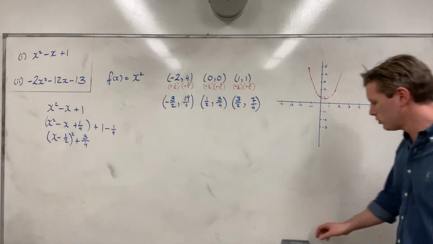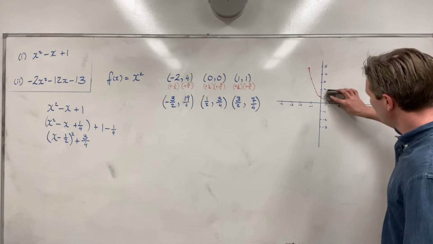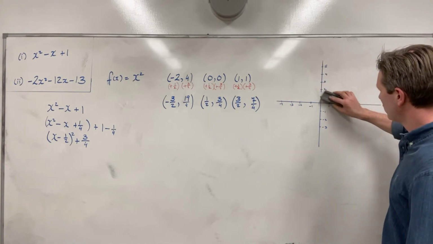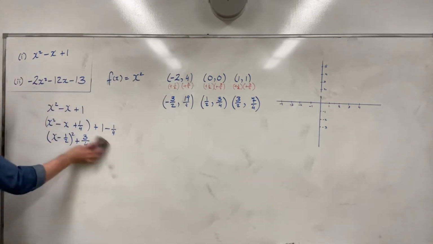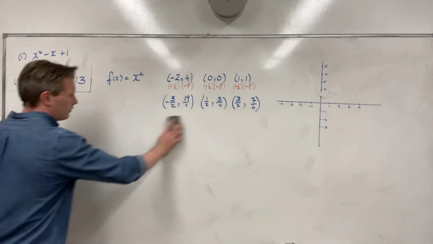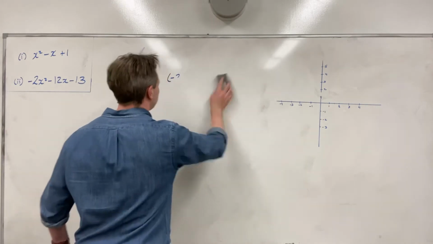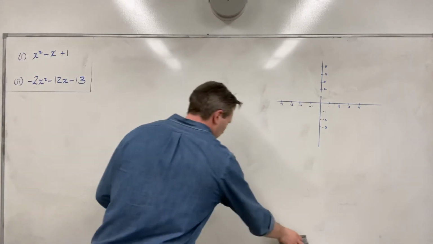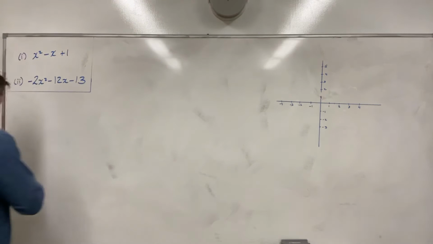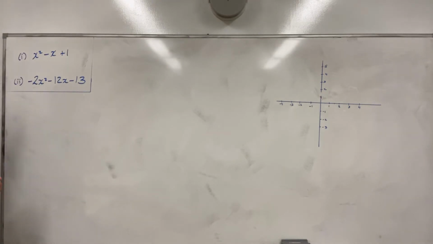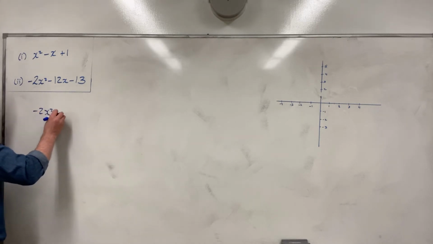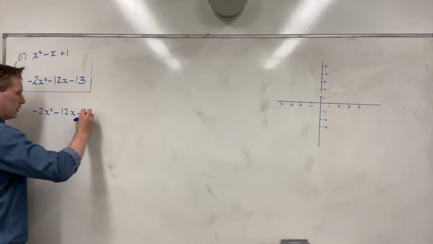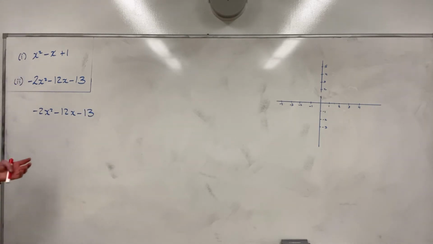All right, I'm going to do one more. Keep my graph, I'm going to use it. I'm going to take this second function. I'm going to do the same thing. I'm going to get my f of x equals x squared. I'll write that again in a second. But my new function is minus 2x squared minus 12x minus 13. And again, what we're asked to do is to complete the square.